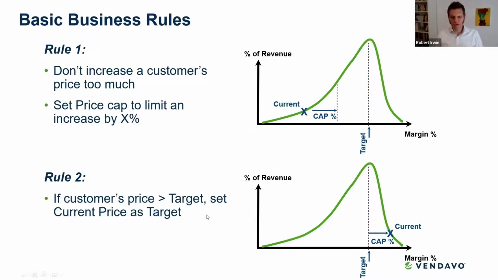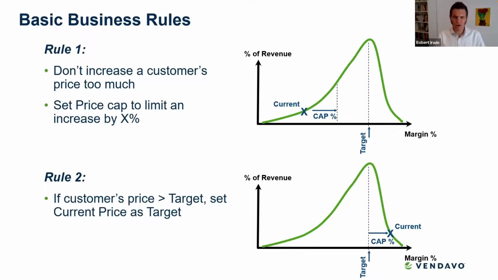On the reverse or flip side of that, because it's a distribution of data, we have customers that are actually paying more today than the recommended target. And we, of course, don't want to lose that business. So the second rule is if the customer's business is higher than the target, then we would use the current margin percent as the target and not the target selected by the algorithm.